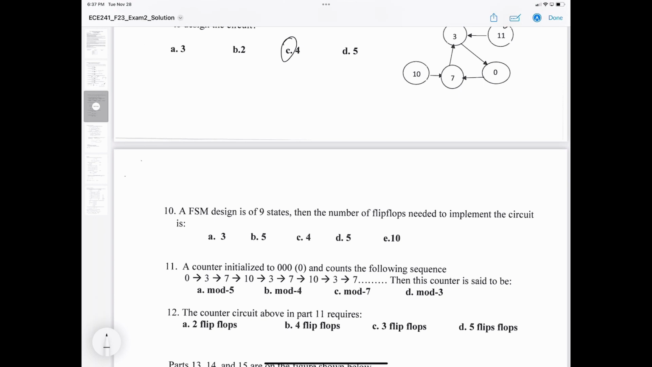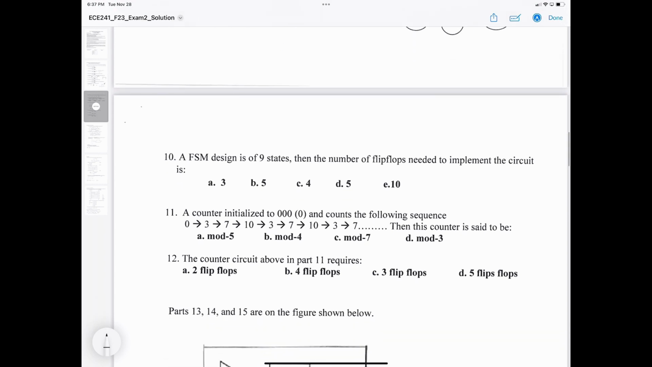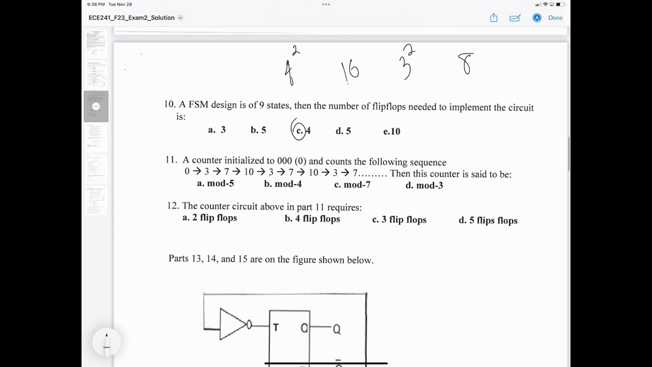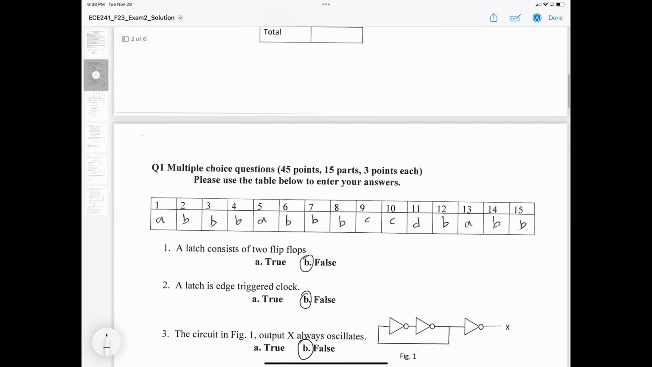FSM design of 9 states. Then the number of flip-flops needed to implement the circuit is 4, because 2 to the fourth power is 16, and 2 to the third power is only 8. That's not enough, so you need 4. The counter is initialized as 0, 0, 0 and counts the following sequence. And this counter is said to be, I got this right on the exam, it's D.